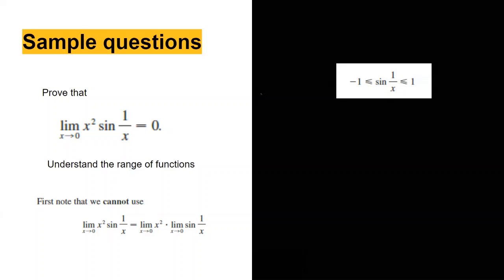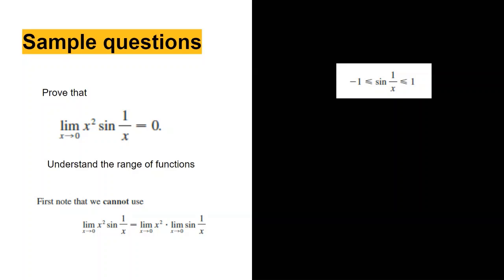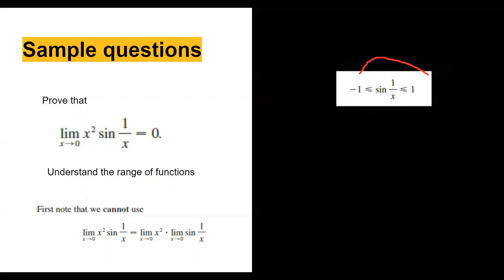Instead, what we can use is the range of sine. Now, we know that the value of sine always lies between -1 and 1. So, even if the theta is 1 by x, the value would be between -1 and 1. Now, if you look carefully, how can we turn this part of the question into something similar to the original question? A good idea would be to multiply it by x squared. Now, it remains the same if I multiply x squared everywhere. And if I multiply x squared everywhere, the inequality would also remain the same.